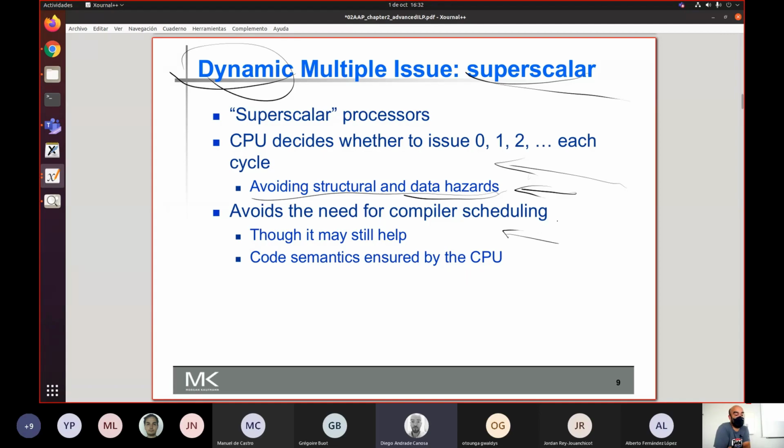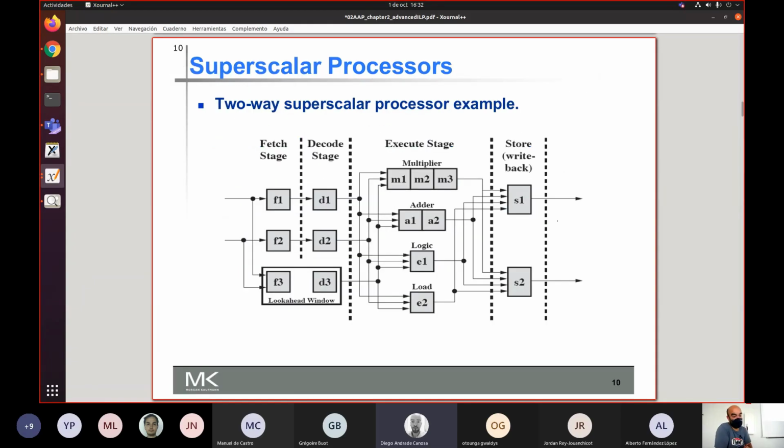Okay, so this is an overview, a simplified overview of the pipeline of a two-way superscalar processor. So two-way means that we are going to be able to issue two instructions at the same time. So you can see that here the instruction fetch and the instruction decode stages have to be duplicated, because if not, this cannot happen concurrently.